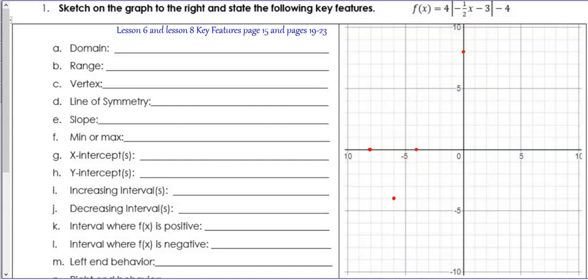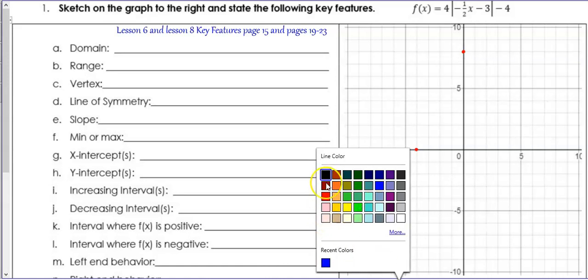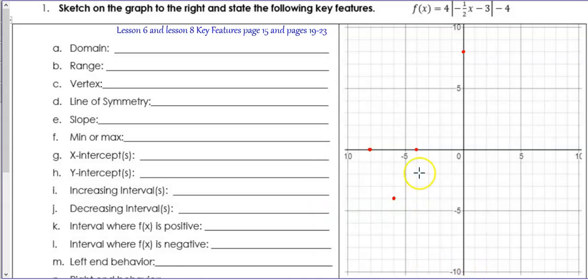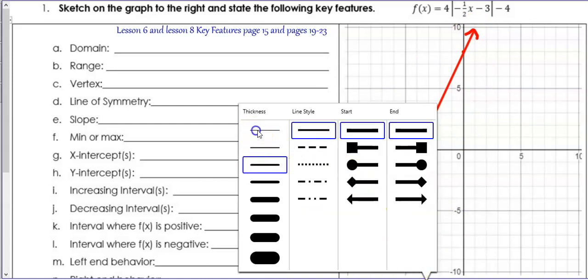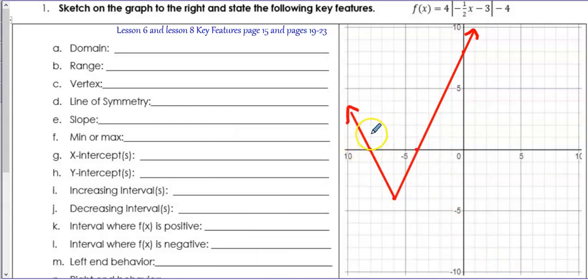You can use a ruler. I have rulers in my room. If you need to use a ruler to do this, you can. You can also just sketch it. I'm going to look to see that you knew where the vertex was, where the x-intercepts were, and where the y-intercept was. So I can't bring that all the way up like the other one. I also want you to put arrows on it. Okay, so there's our graph. If you also go ahead and mark these points, it'll help you to do the key features as well.